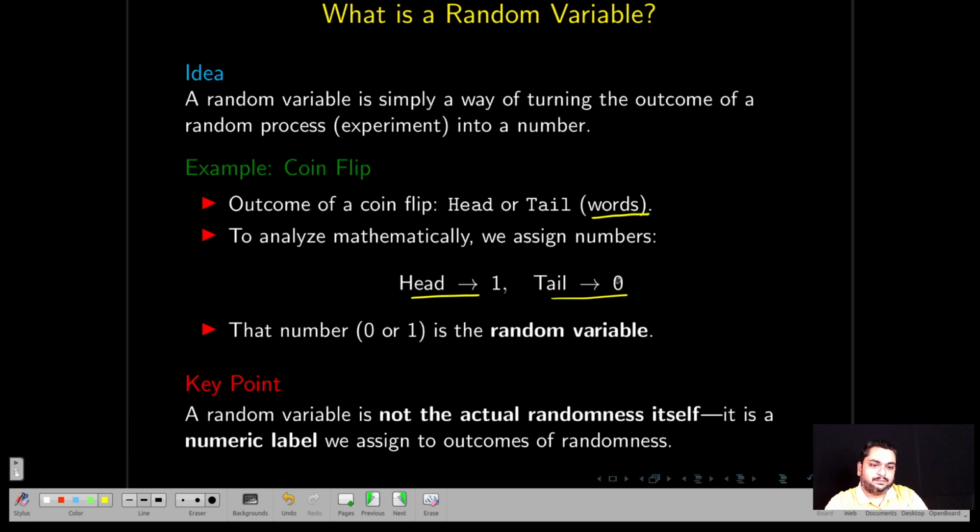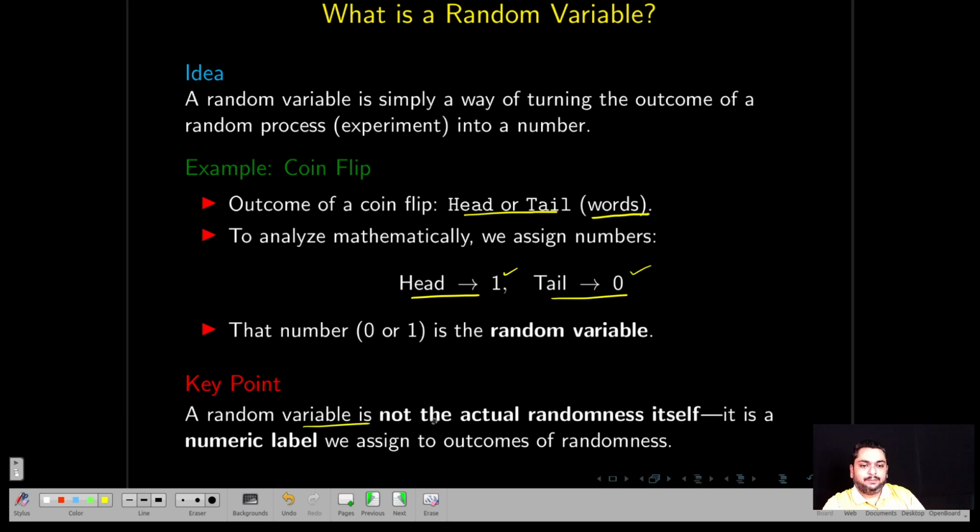The random variable is simple. You attach numbers, some numeric values, some real numbers, to a name. That is called a random variable. For example, in the outcome of a coin flip I may get head or tail, so I will assign head equal to 1, tail equal to 0. Now it becomes easy for me, for my computer, or in my mathematical analysis to understand that 1 means head, 0 means tail.